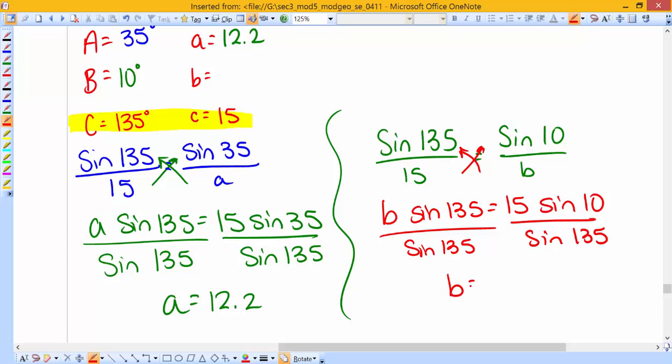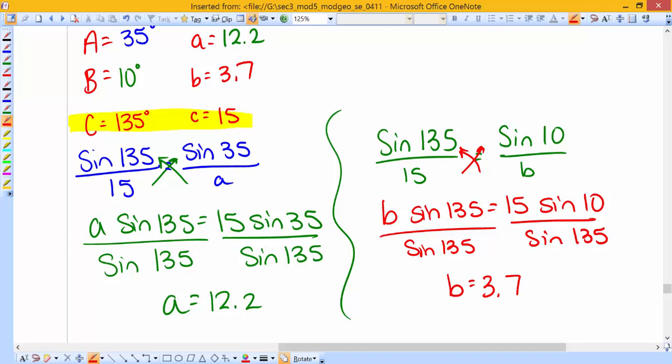And now I can use my calculator. So now it's 15 sine of 10, hit equals, divided by the sine of 135. And I get 3.7 after I round. So I know I'm done. I have three sides, I have three angles, I've used the law of sines twice.